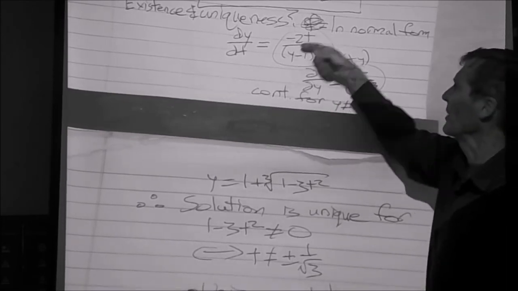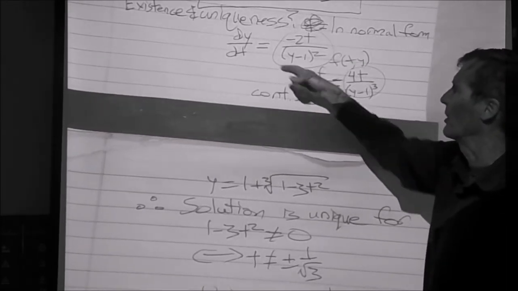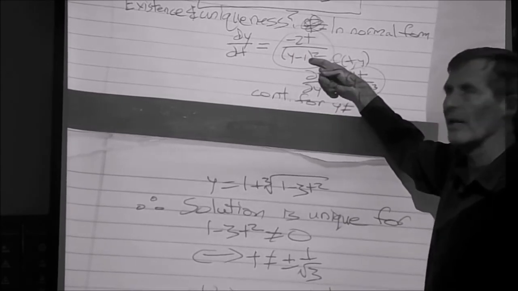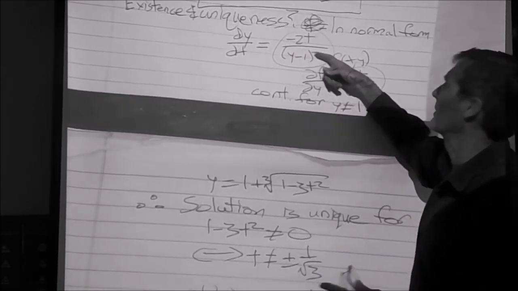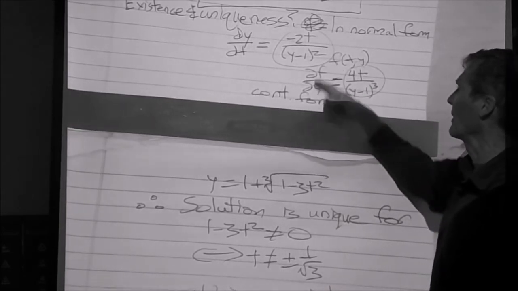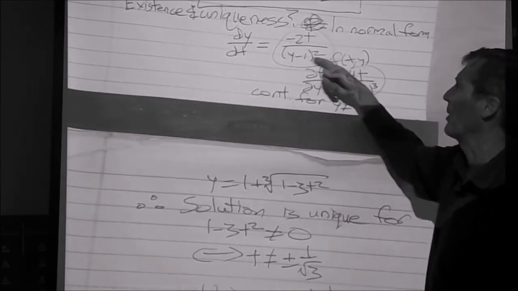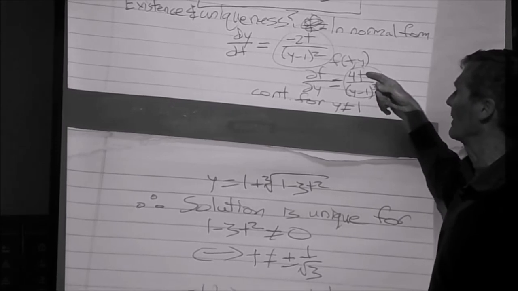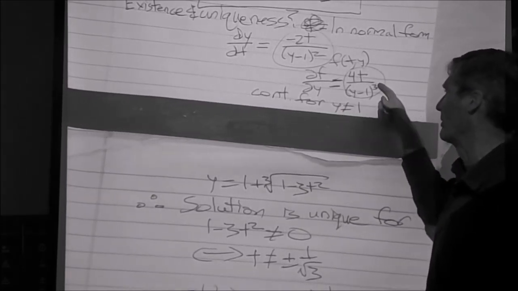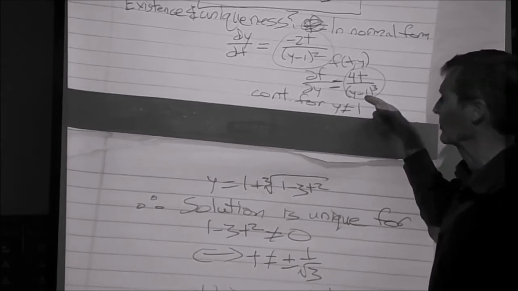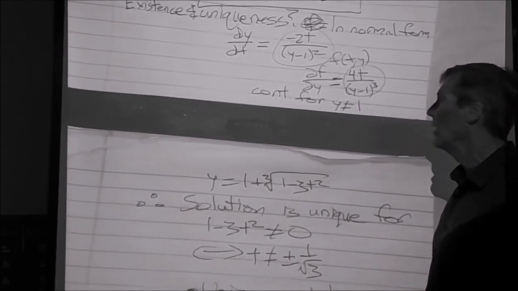So we look at this and say, oh, it's a polynomial in t divided by a polynomial in y, continuous divided by continuous, is continuous provided the denominator isn't 0, right? So anywhere except y equals 1, f is continuous. Then you take the partial with respect to y, you get 4t over (y minus 1) cubed, and you decide, oh, polynomial over polynomial, that's continuous except where y equals 1, making the denominator equal 0.